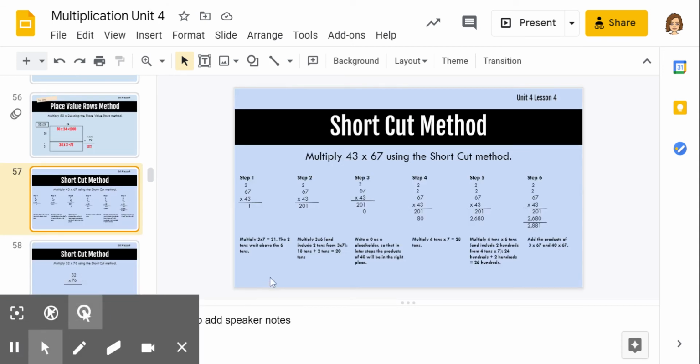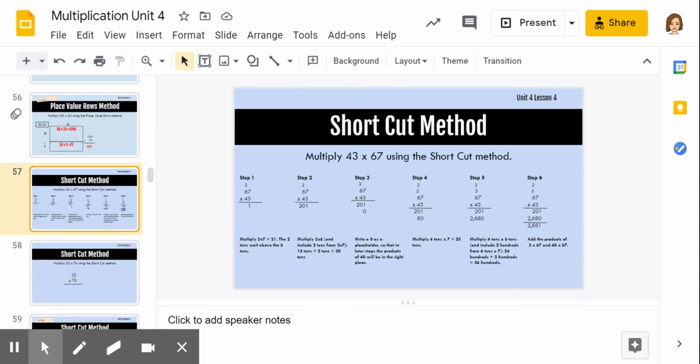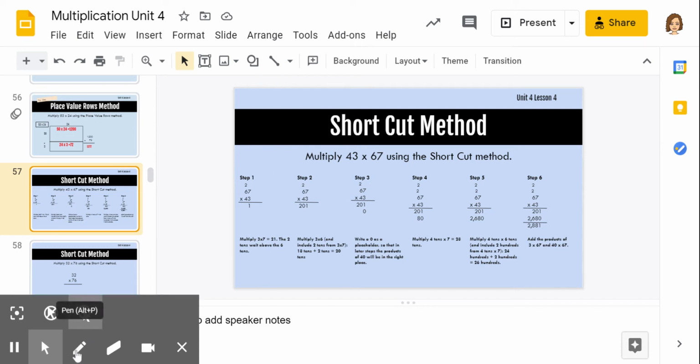Okay, let's look at another method. This one's called the shortcut method, or what I like to call the old-fashioned method, because this is a way I grew up learning how to multiply. So just a different method. If this seems too confusing for you, you don't have to use it, but it's just another way of doing it, okay? So for the shortcut method, you line up your numbers, just like here.